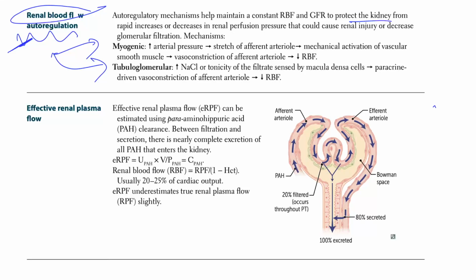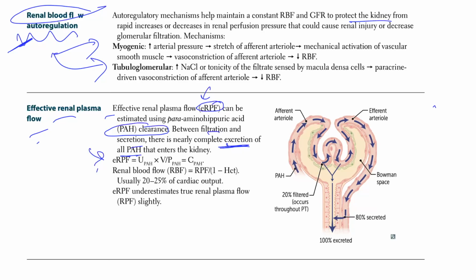Okay, let's talk about effective renal plasma flow. Renal plasma flow can be estimated using para-aminohippuric acid (PAH) clearance. Again, the effective renal plasma flow can be calculated by PAH clearance. Between filtration and secretion, there is nearly complete excretion. So there's a complete excretion of all PAH that enters the kidney.